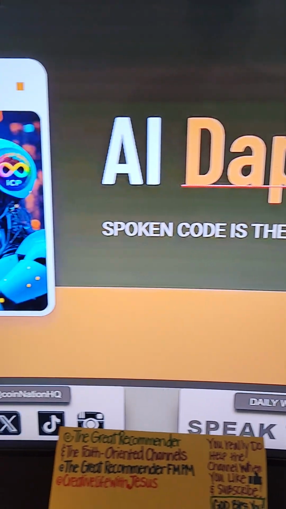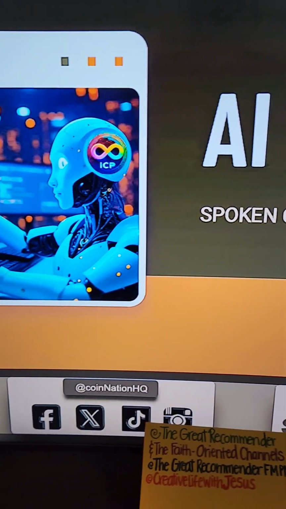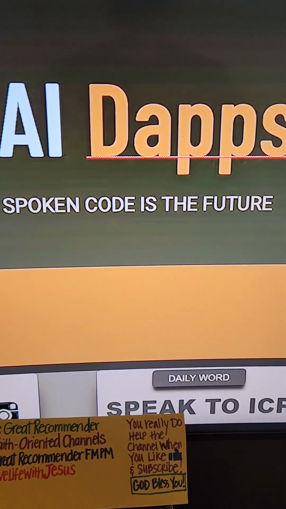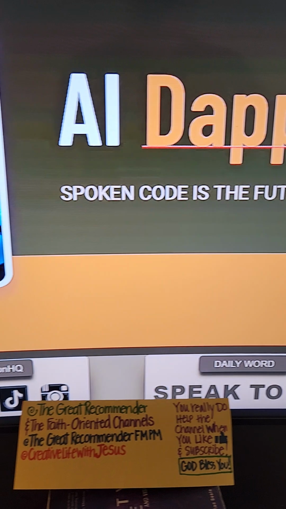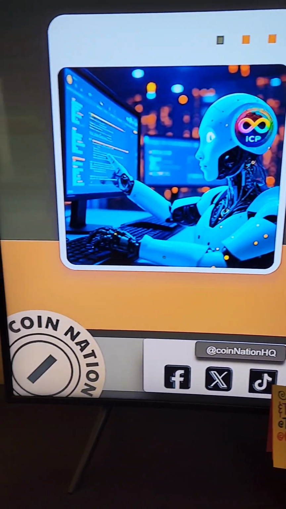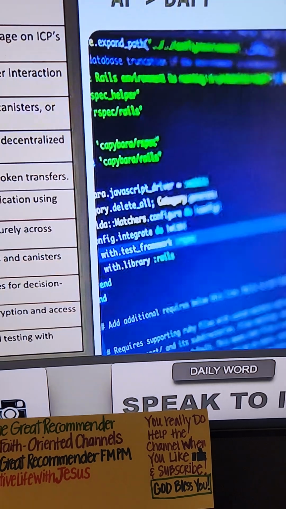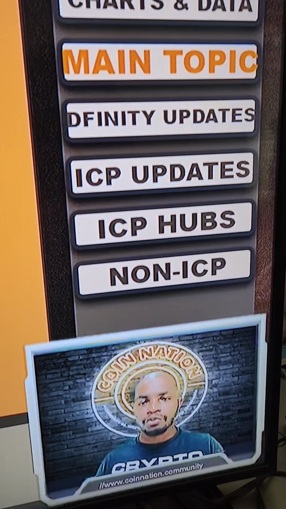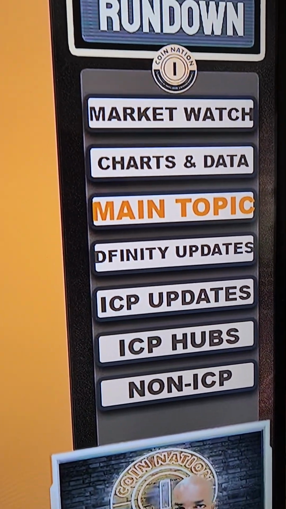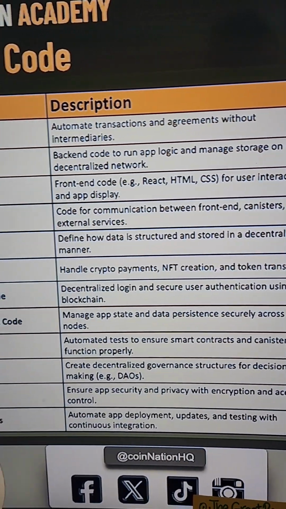Are you ready to talk about the superpowers bestowed on us by the Internet Computer Protocol? Talking about spoken code. Let there be is what we're talking about today. Spoken code is the future. So what really happens when this thing is a reality and you speak what you want to create to ICP? What kinds of artifacts are being spawned out of thin air on ICP?